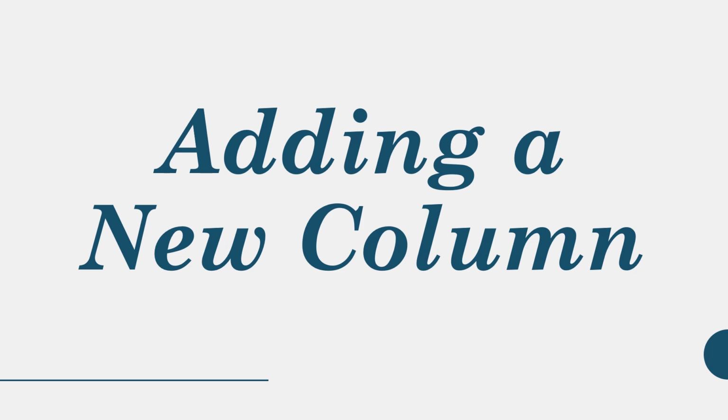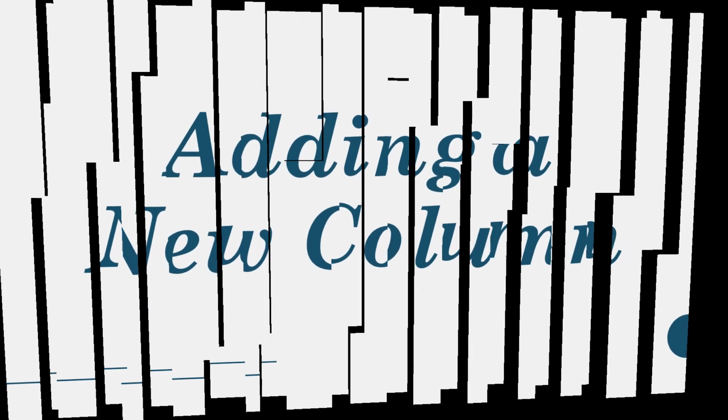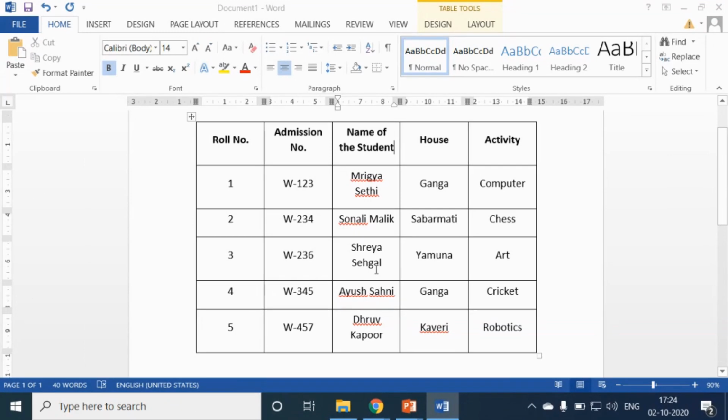Now, let's see adding a new column. Students, let's see how to add a new column in the table. You can add a new column to provide more information in your table. As you can see, I have already created a table of students' details. First of all, position the cursor in the column to the left or right of which a new column is to be inserted. So, I am selecting the name of the student cell. I am putting my cursor here.